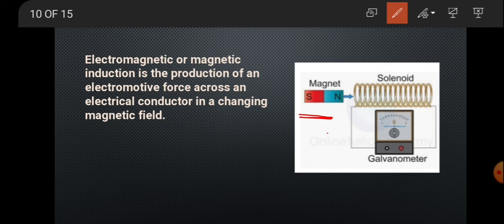If there is a coil, current is induced in the coil if there is a variation of magnetic field. Electromagnetic or magnetic induction is the production of electromotive force, so we can say induced current, in an electrical conductor in a changing magnetic field. So current is induced in a solenoid or any coil by varying the magnetic field near the coil.